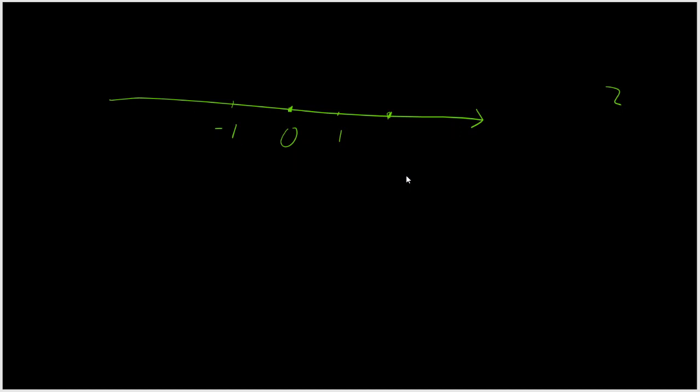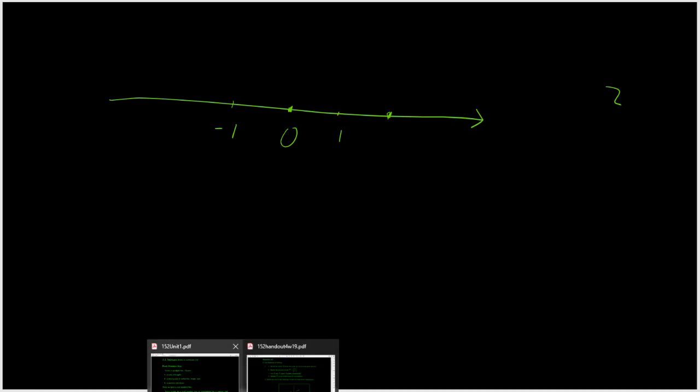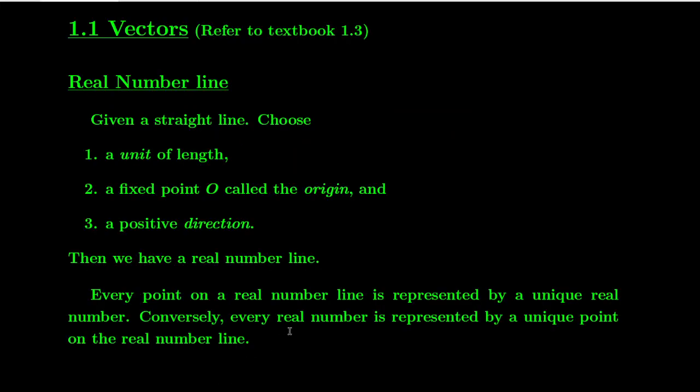Again, we say there's a one-to-one correspondence between the two things. One thing is the real numbers. The other thing is the points on the number line. There's a one-to-one correspondence. Easy. You knew this a long time ago. You have seen this all the time.